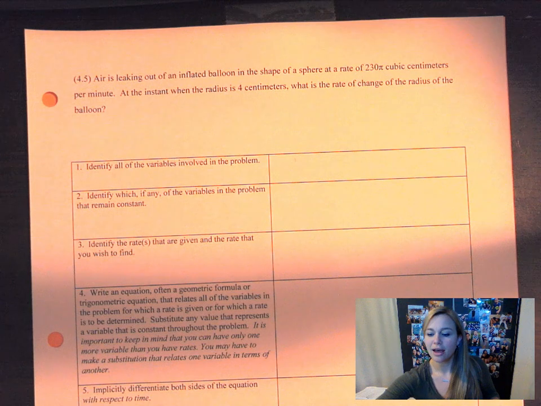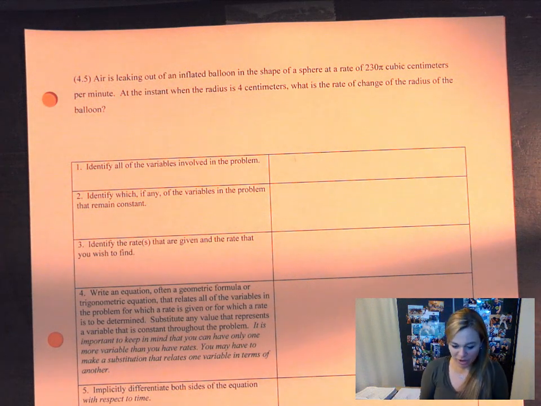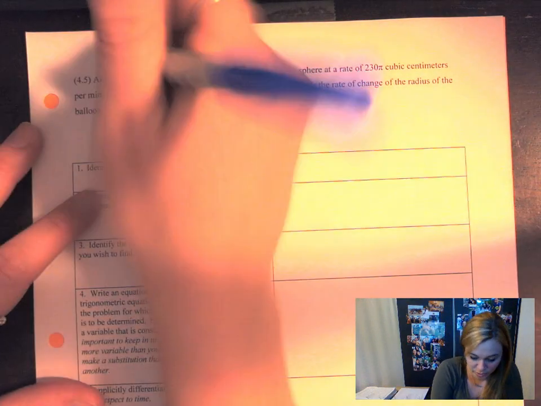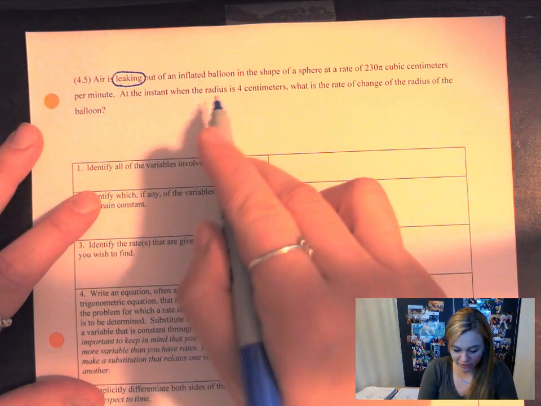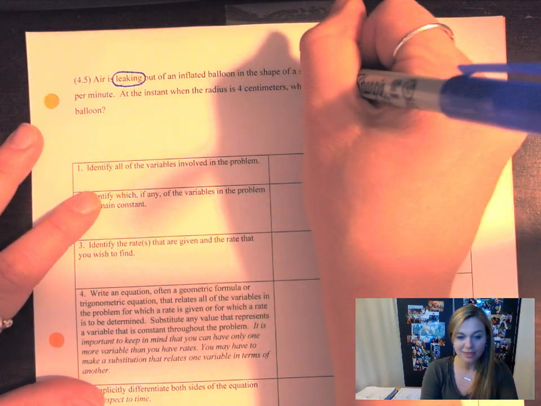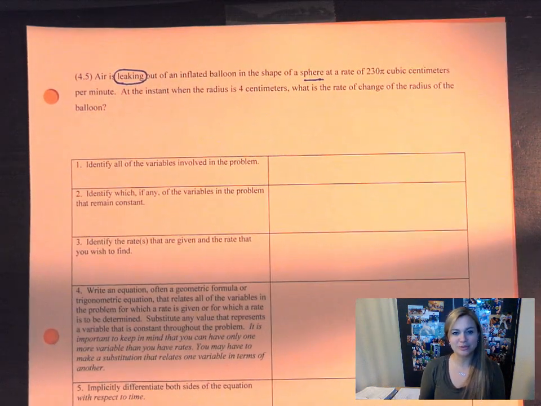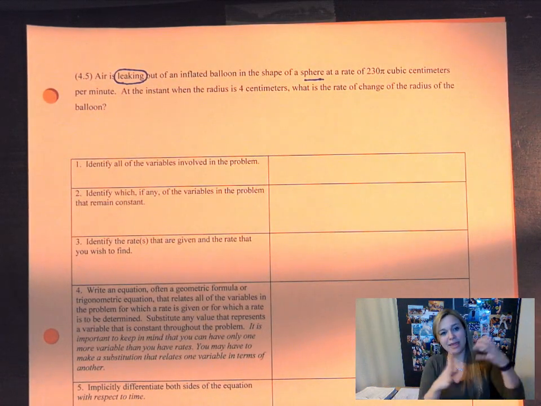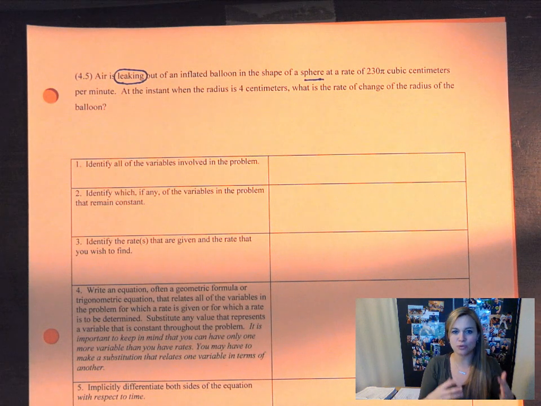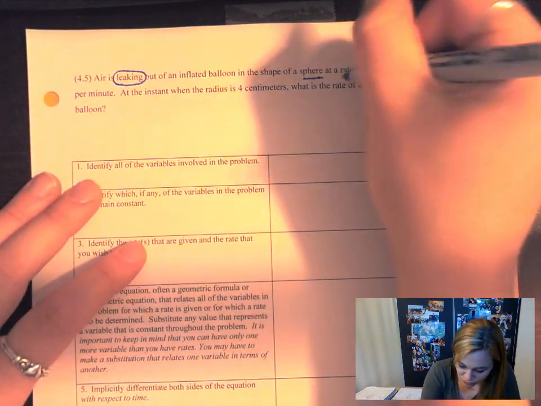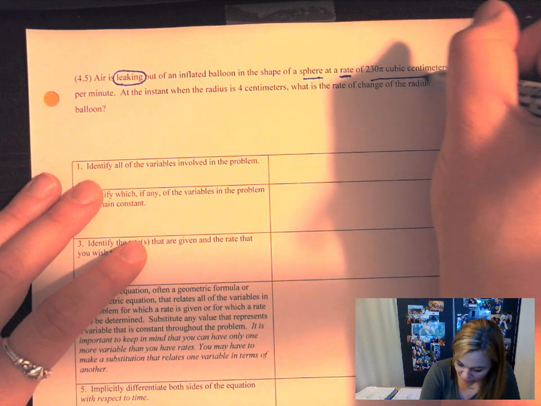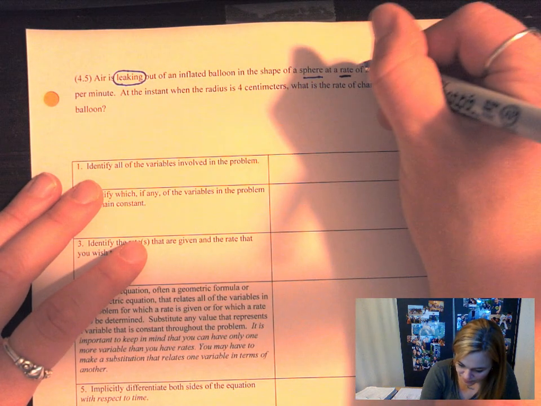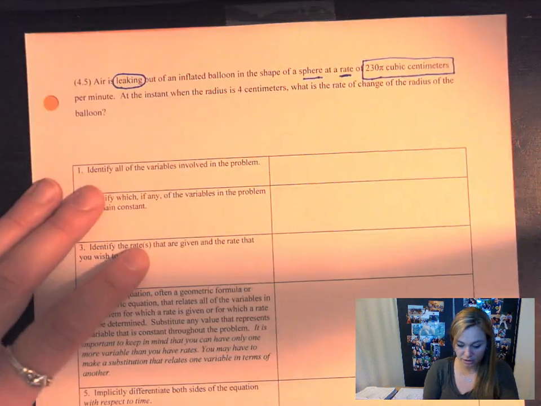Okay, so in this problem, ooh, that's not good. In this problem, we're talking about air is leaking out of a balloon. This leaking is actually pretty important. Out of an inflating balloon in the shape of a sphere. So think about, this is a balloon, like one of those bouncy ones that you go boom, boom, boom, and they make a noise. This is like an actual sphere. And it's saying at a rate of 230 pi cubic centimeters. Okay, that seems important. Per minute.